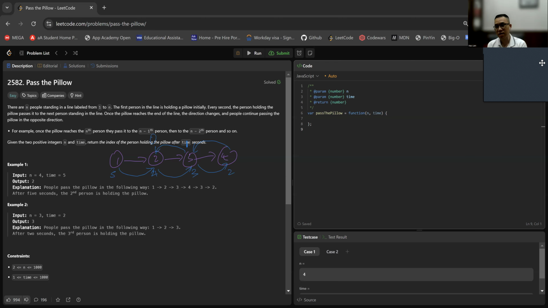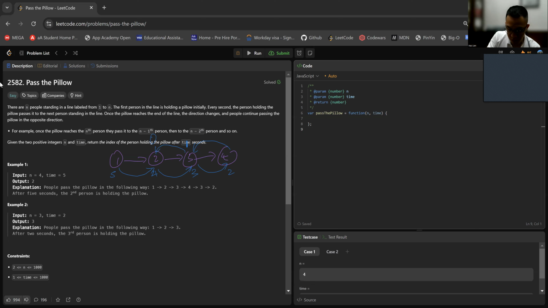So using this method, they want us to return the index of the person holding the pillow after time seconds. First of all, let's figure out how many rounds we have to run, that is, how many rounds the pillow will be passed based on the time and the number of people.